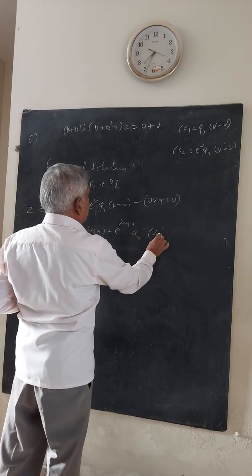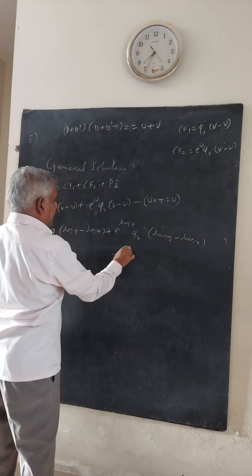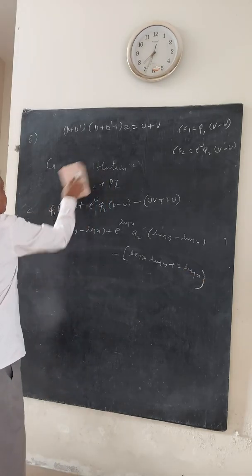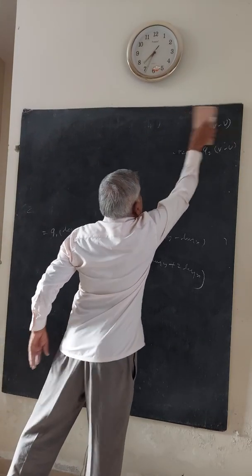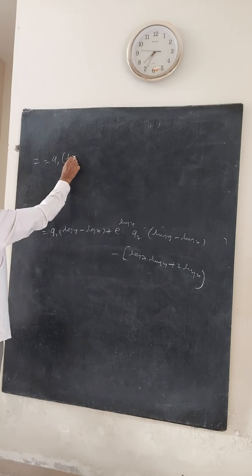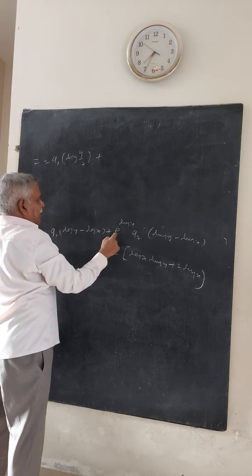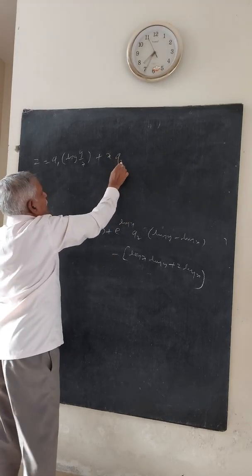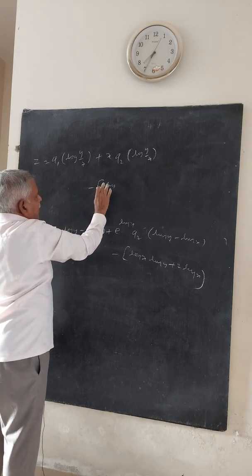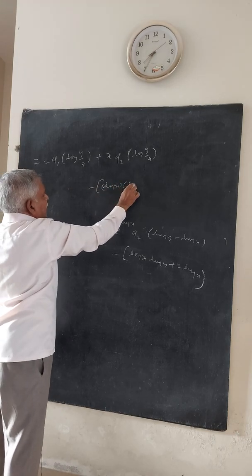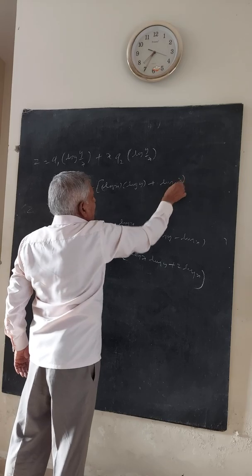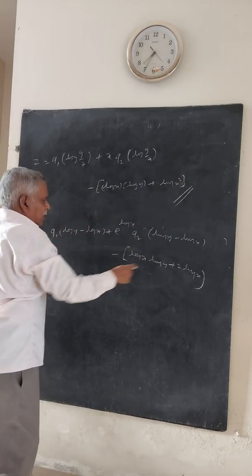Phi 2 of log y minus log x, minus log x into log y plus 2 log x. z equal to phi 1 of log y by x plus e power log x is just x phi 2 of log of y by x minus log x into log y plus 2 log x square. This is the answer to both.